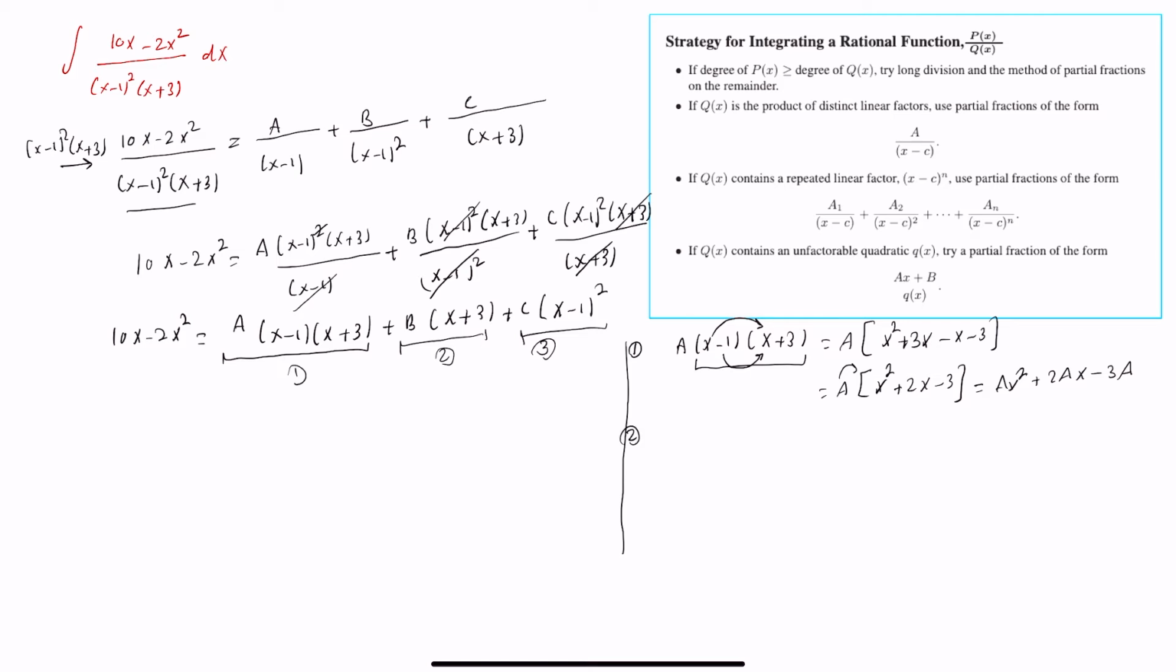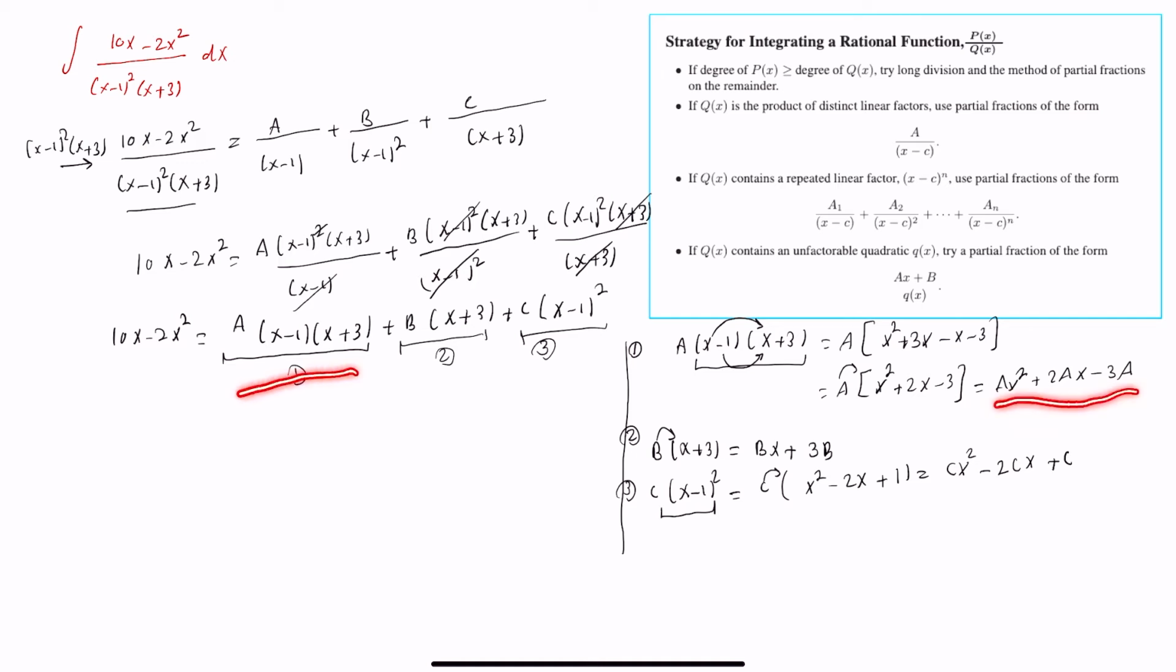Now for number 2, we have B multiplied by x plus 3. I'm going to distribute this B inside the parentheses. It's going to be Bx plus 3B. I'm going to go to number 3. We have C times (x minus 1) squared. First, I'm going to expand the parentheses. That's going to be C times (x squared minus 2x plus 1), since 1 squared is equal to 1. Now I'm going to distribute this C inside the parentheses. It's going to be Cx squared minus 2Cx plus C. Now let's put this back into the left side.